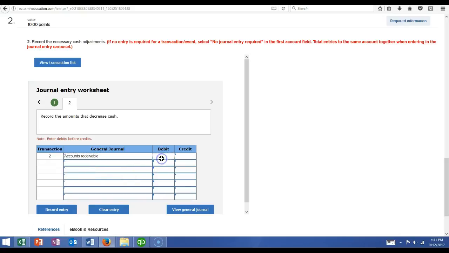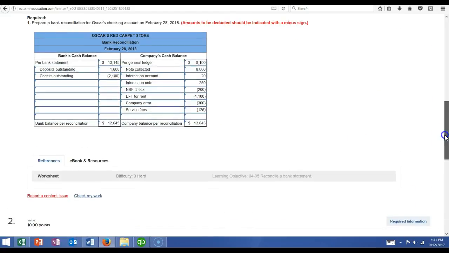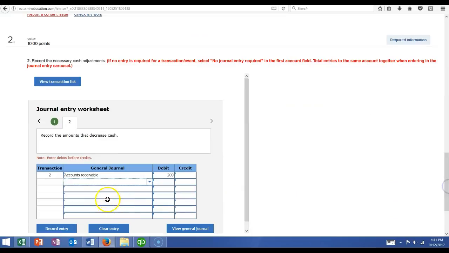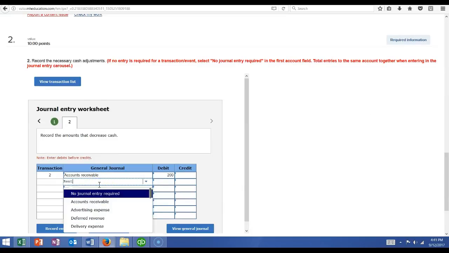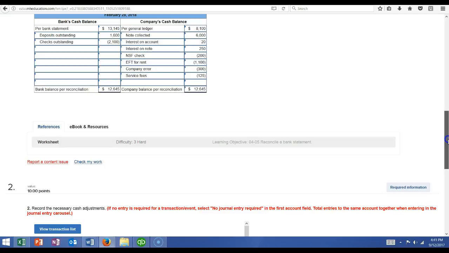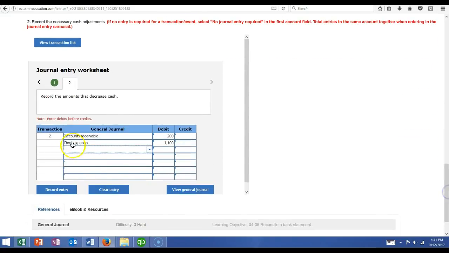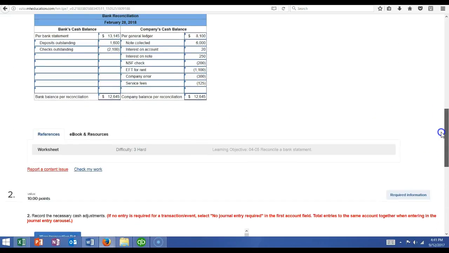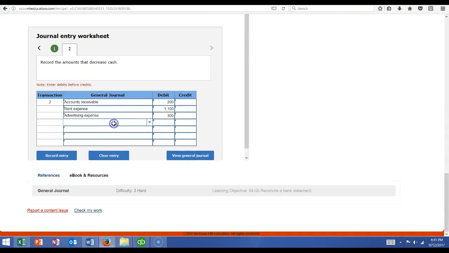For $200. Then, let me just make sure it was $200. Then we have $1,100 for rent expense. Then we had an error in advertising for $300. Advertising expense for $300. We had a service fee expense for $125.